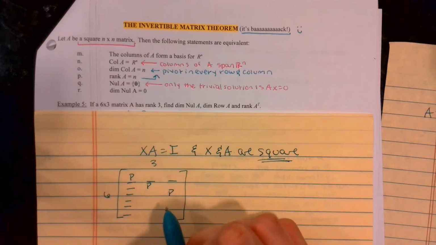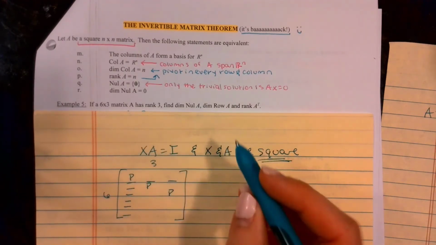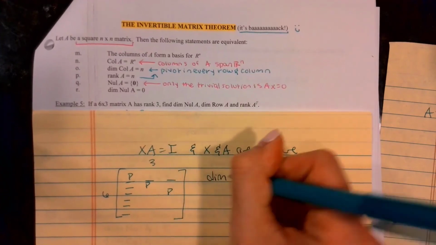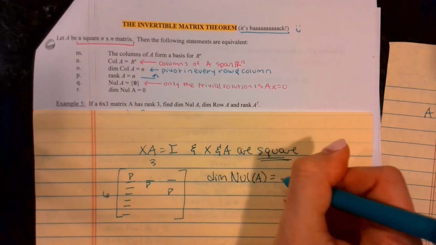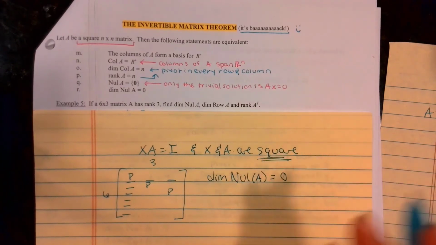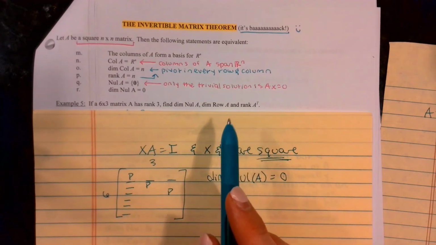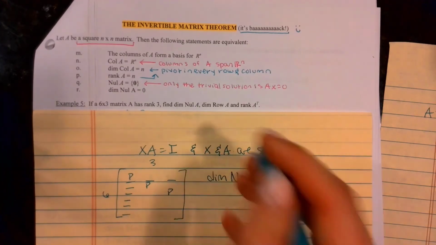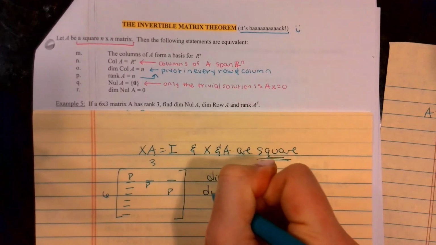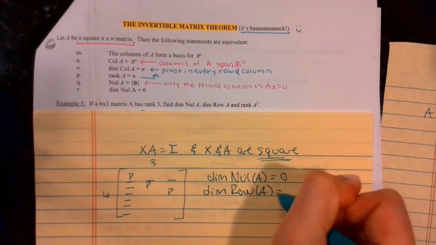Well, if there are 3 pivots, all of these columns are linearly independent, which means the dimension of the null space should be just 0. Okay? The dimension of the row space, though, because we're going to have row-reduced vectors, is going to be 3, because that's the number of pivots.